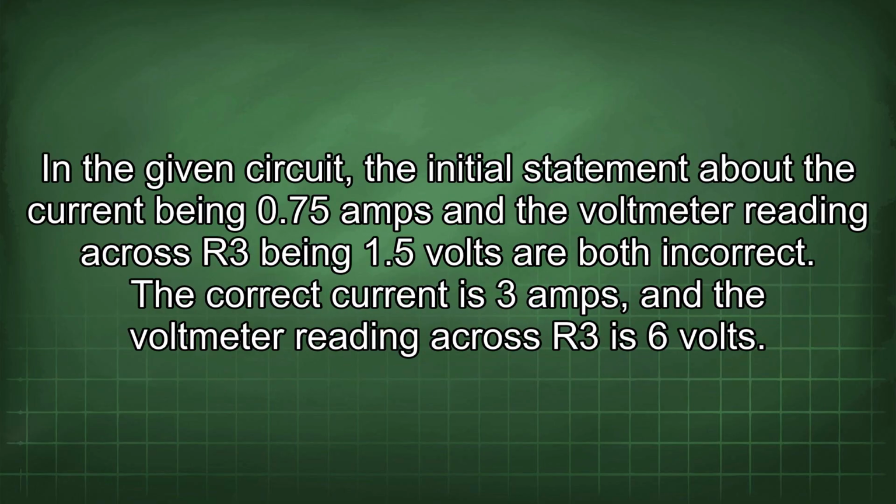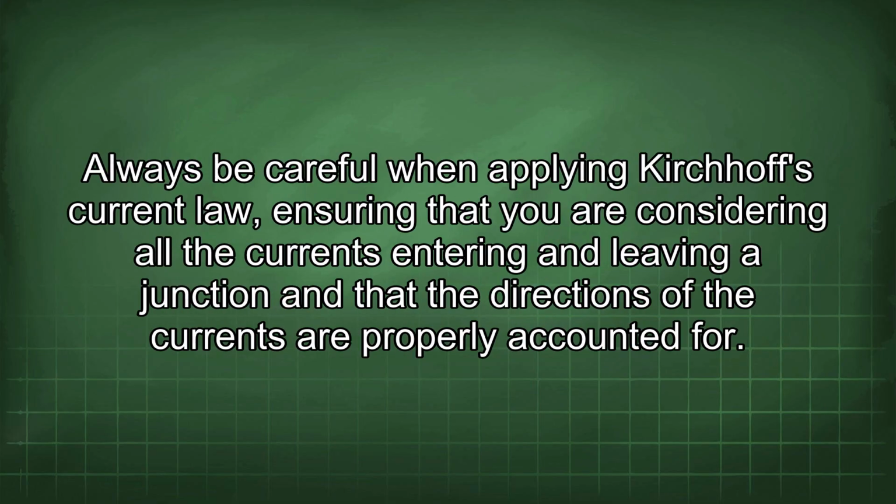In the given circuit, the initial statement about the current being 0.75 amps and the voltmeter reading across R3 being 1.5 volts are both incorrect. The correct current is 3 amps, and the voltmeter reading across R3 is 6 volts. Always be careful when applying Kirchhoff's current law, ensuring that you are considering all the currents entering and leaving a junction and that the directions of the currents are properly accounted for.